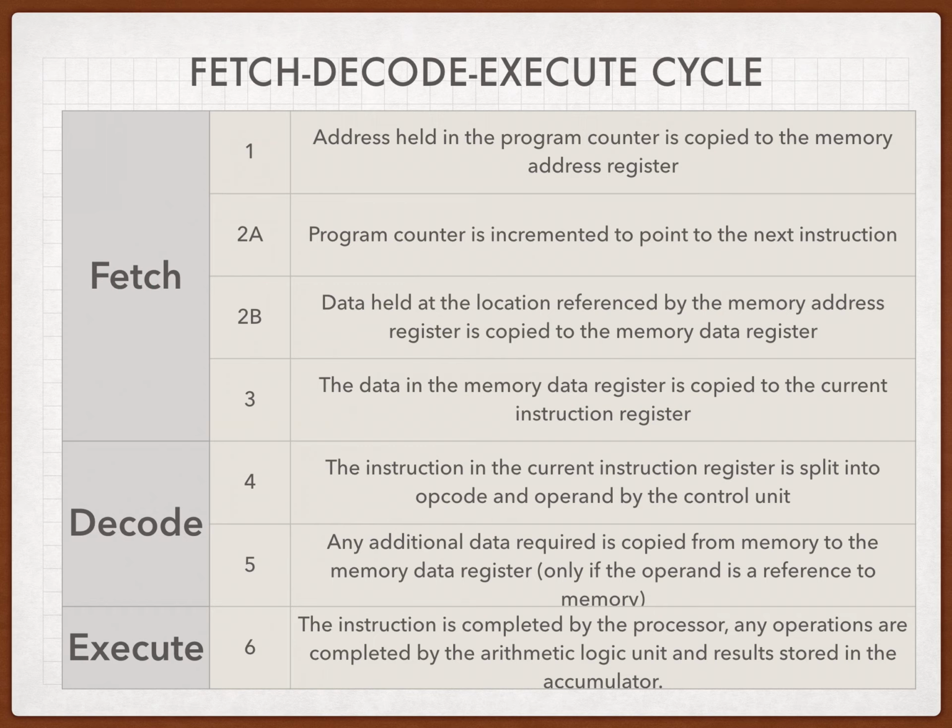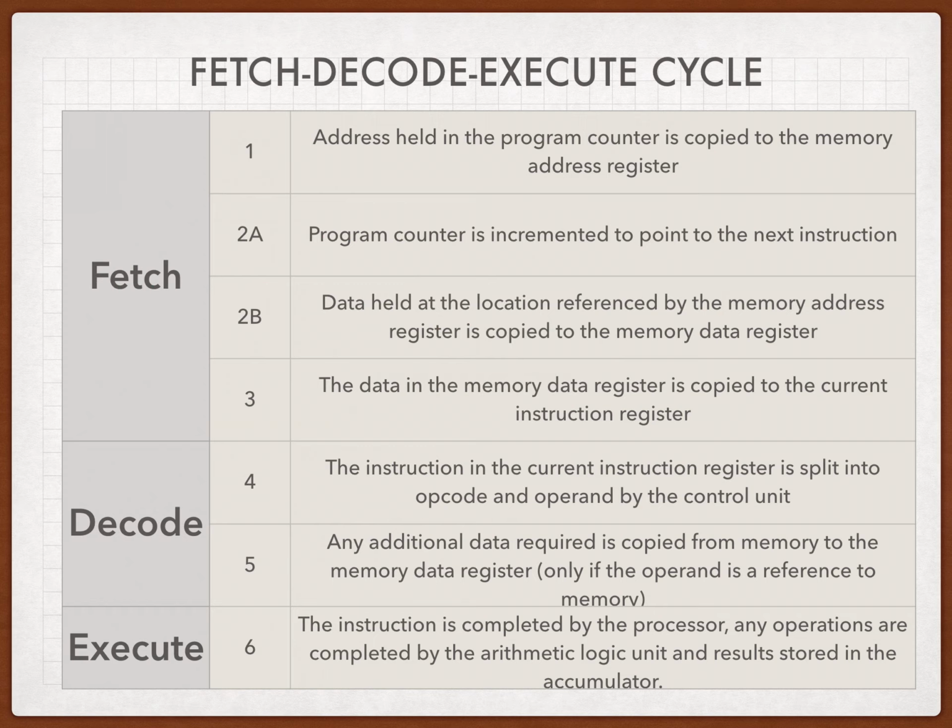The fetch-decode-execute cycle has 7 steps to it. The first thing that must happen is the address held in the program counter is copied to the memory address register. Remember that the program counter points to the next instruction that is going to be completed. So to begin the fetch-decode-execute cycle, we get the location of that instruction from the program counter and put it into the address register to represent the instruction we are about to complete.